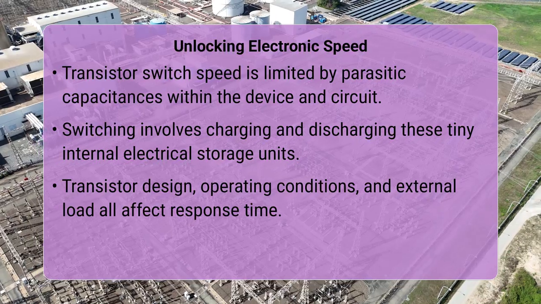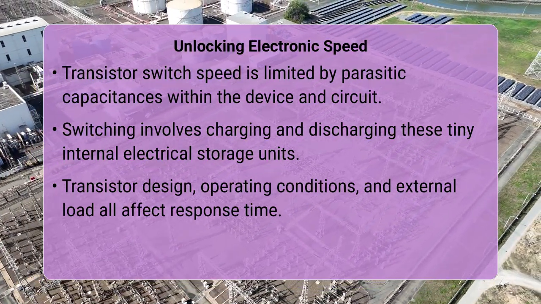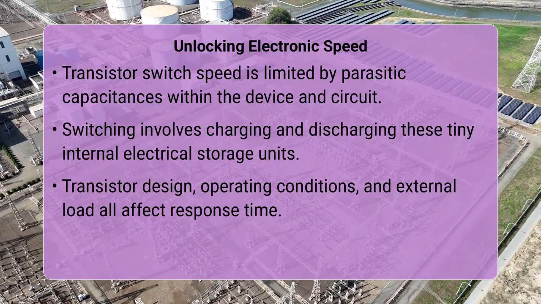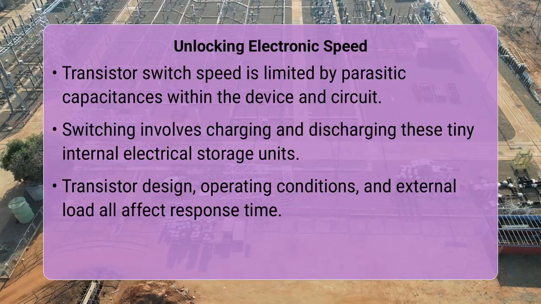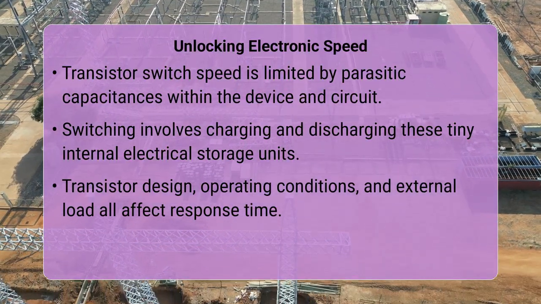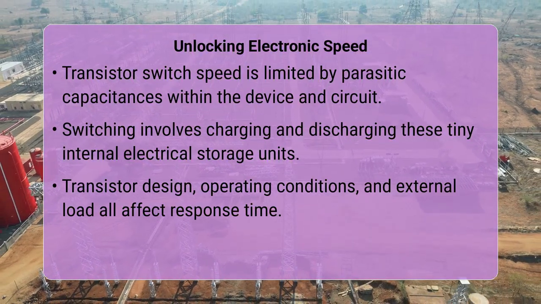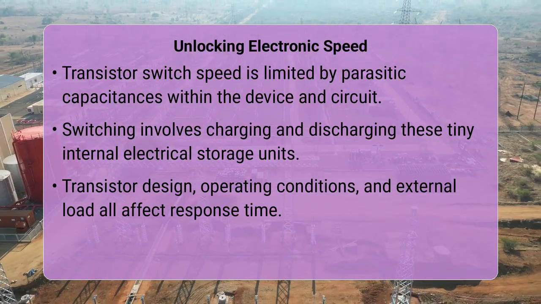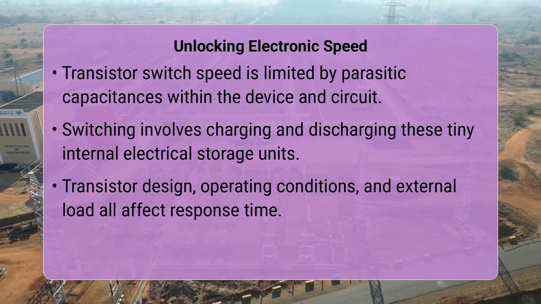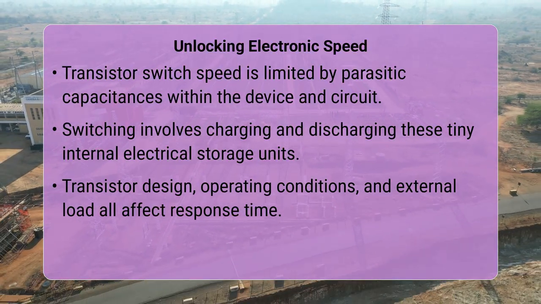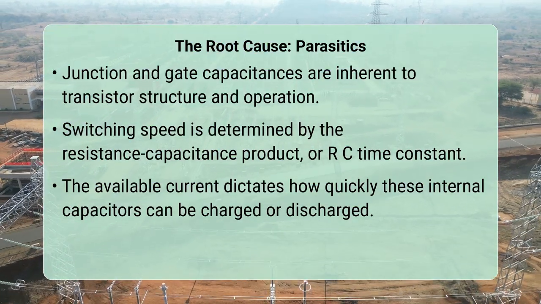This includes factors such as the transistor's inherent design, its operating conditions, and the characteristics of the external load it is driving. The core reason lies in these unavoidable parasitic capacitances. Imagine them as tiny unseen storage units for electrical charge. Every time a transistor switches, it needs to either fill these capacitors with charge, turning on, or drain them of charge, turning off. This process is not instantaneous.